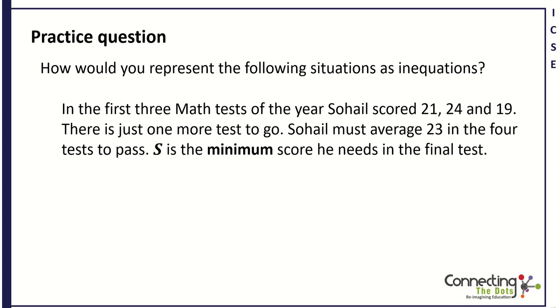Let's look at something slightly different. How do you represent the following situations as inequations? In the first three math tests of the year, Sohail scored 21, 24, and 19. There is just one more test to go. Sohail must average 23 in the four tests to pass. So if S is the minimum score he needs in the final test, how can we represent this whole thing as an inequation?